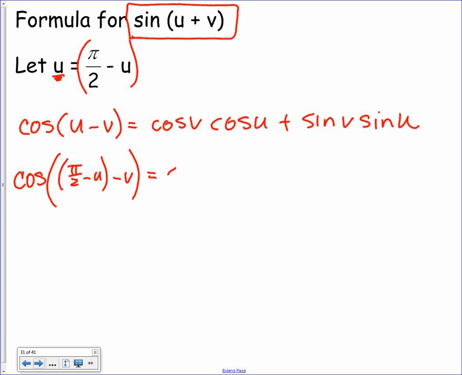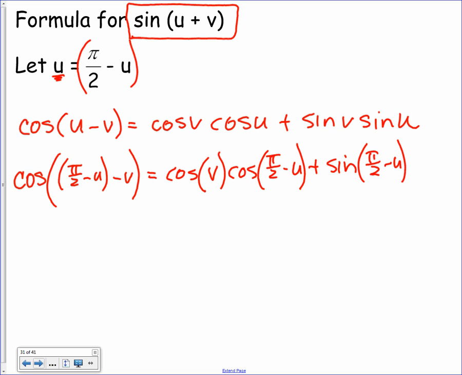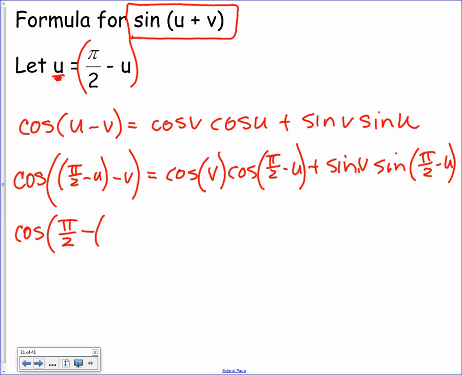So this should end up being the cosine of v times the cosine of pi over 2 minus u plus the sine of v, the sine of pi over 2 minus u. I should have written that the other direction. Let's keep it all the way you like it. Okay. I'm going to do some magic on this left side. The cosine here is really pi over 2 minus, I'm factoring out a negative sign, u plus v.